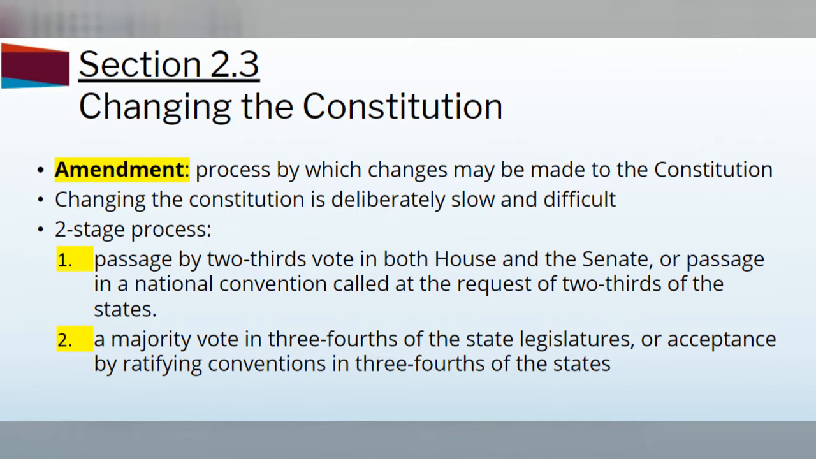Number one, you need passage by a 2/3 vote in both the House and the Senate, or passage in a national convention called at the request of 2/3 of the states. The second stage is a majority vote in 3/4 of the state legislatures, that means the state governments, or acceptance by ratifying conventions in 3/4 of the states. And a convention is just basically a big party where every county sends delegates and then they all just vote by like a raise of hands or something.